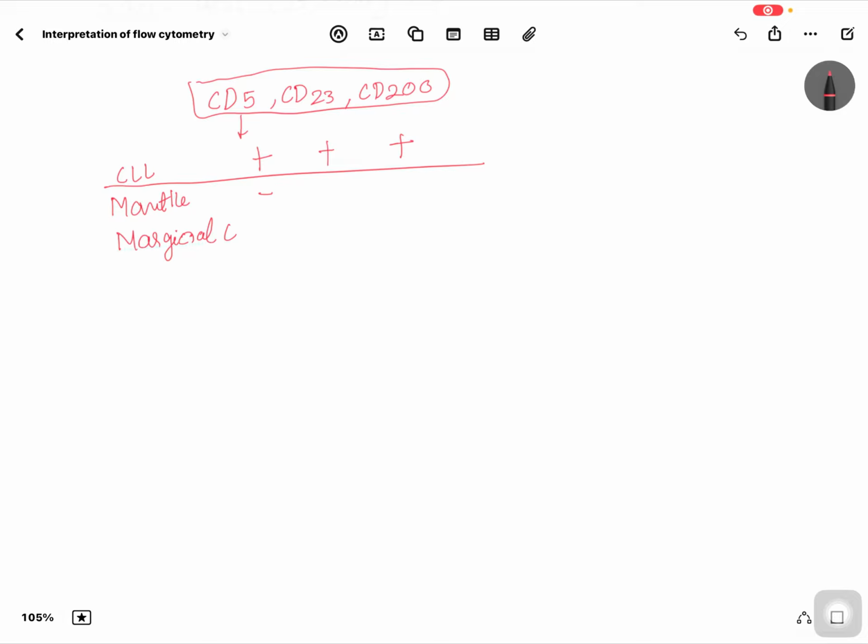In mantle cell, what happens? Only CD5 is positive, while CD23 is negative and CD200 is negative. Okay, but what happens in marginal? Everything is negative. Okay, so this is one slot to identify.